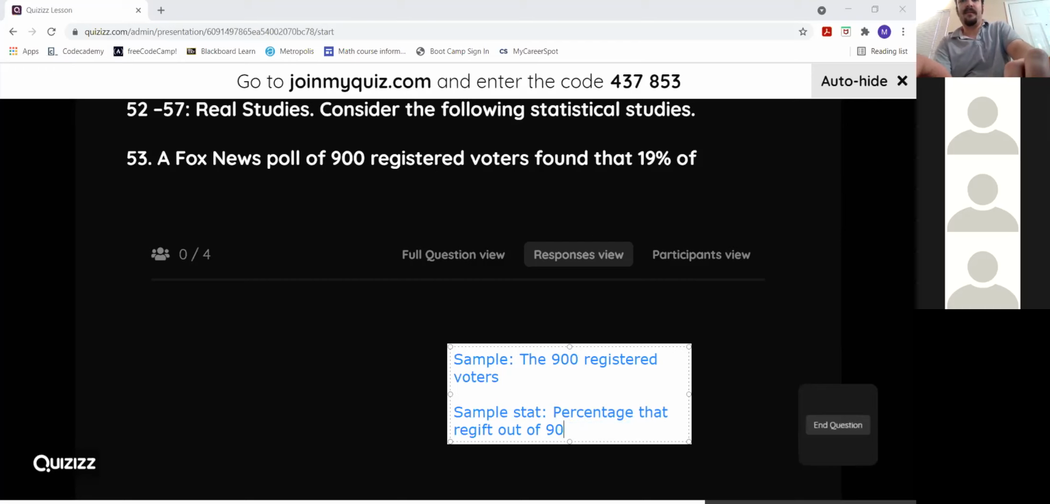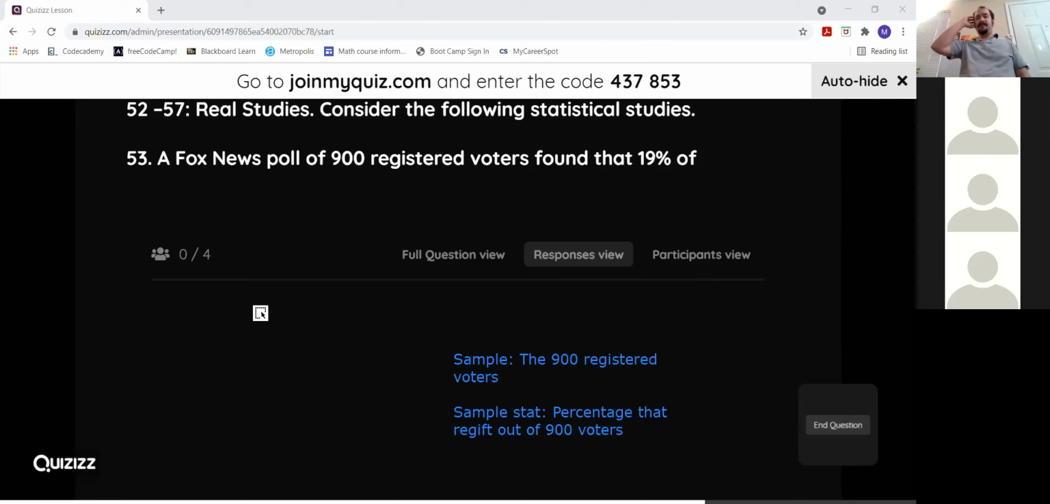And this would be out of the 900, right? So for sample, I'm talking about the 900 people. And for the sample stat, I'm talking about the same number I was talking about with my population parameter, but only for the 900 people.